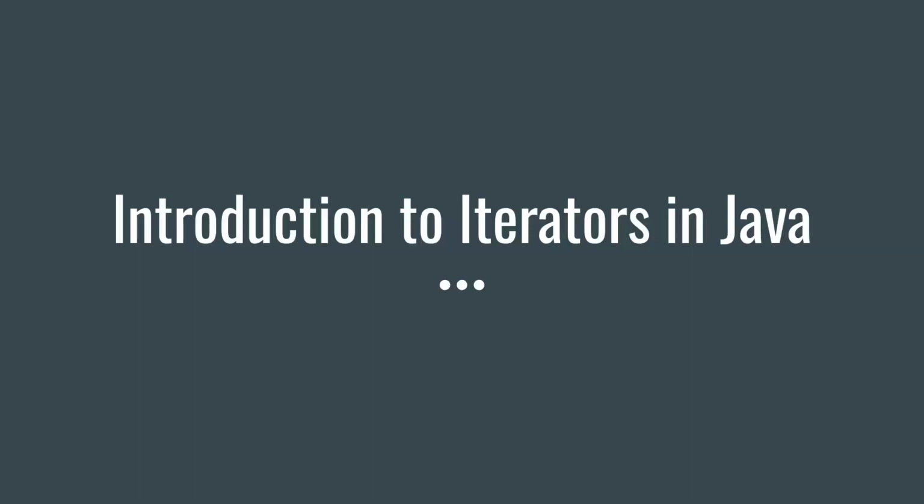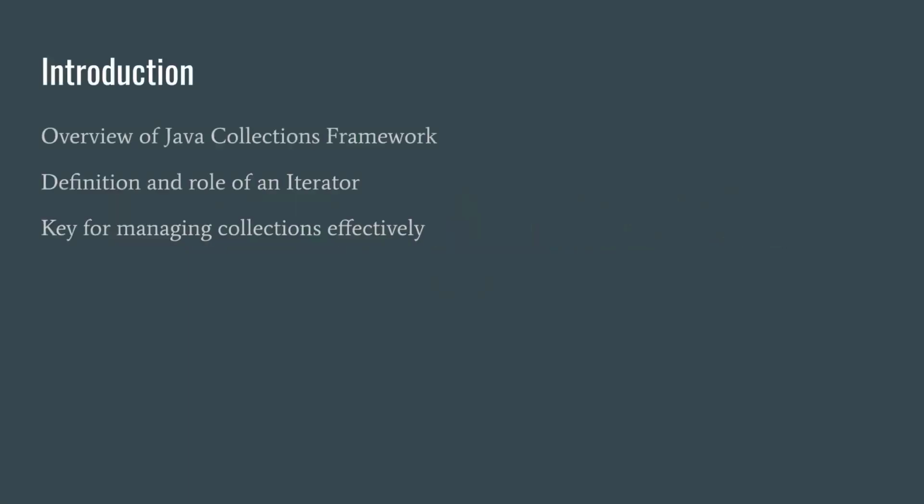Introduction to iterators in Java. Hello everyone, we're going to look at an essential aspect of the Java collections framework, which is the iterator. So an iterator is a tool for accessing elements in a collection sequentially without exposing its underlying structure. And this concept is really important for efficiently managing and manipulating collections of data in Java.